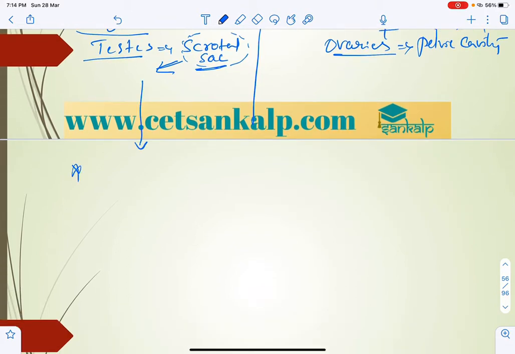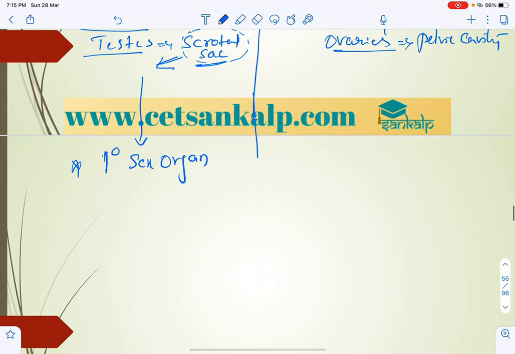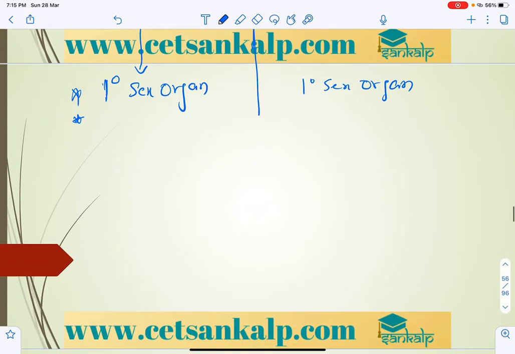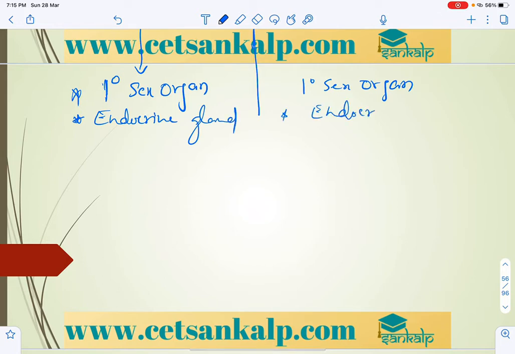One is that it acts as a primary sex organ. In the same way, the ovary in the female also acts as a primary sex organ and helps in the production of hormones. Hence it acts as an endocrine gland. Here also it acts as an endocrine gland. So what are the hormones produced by it?